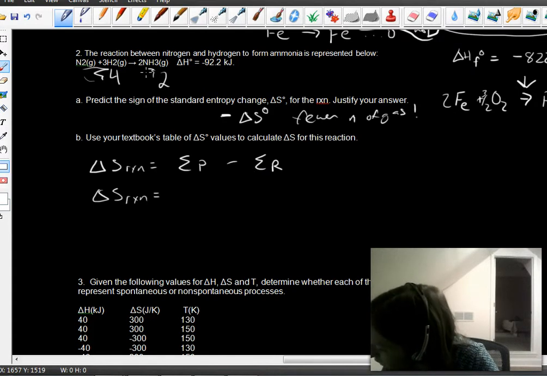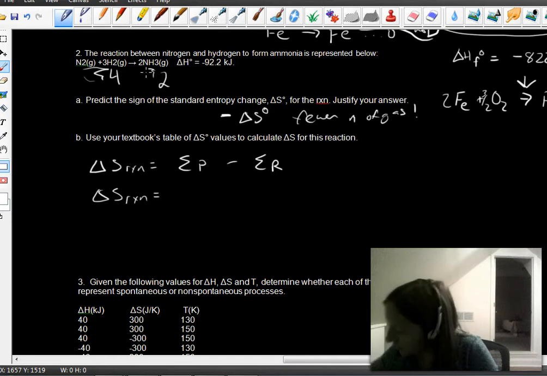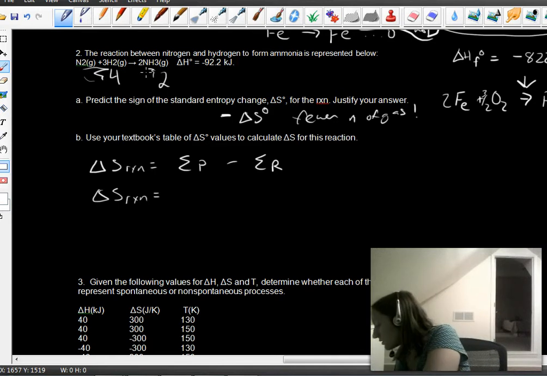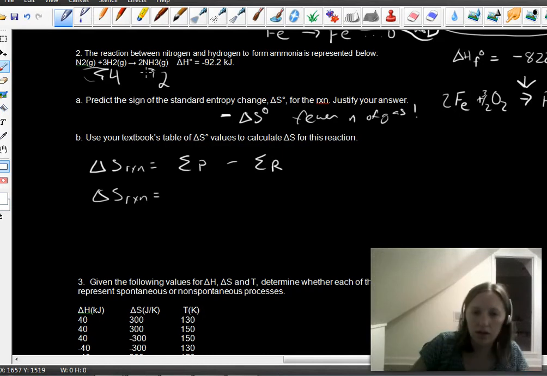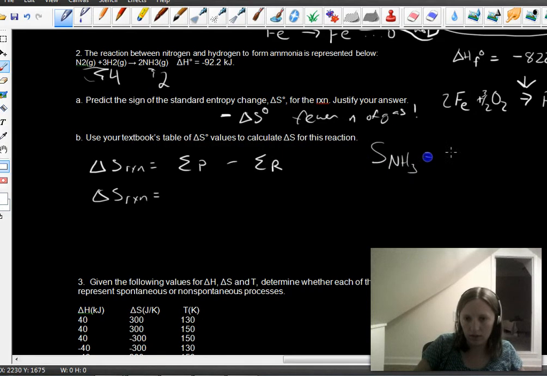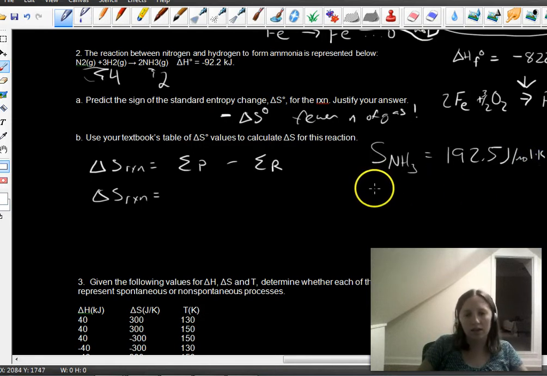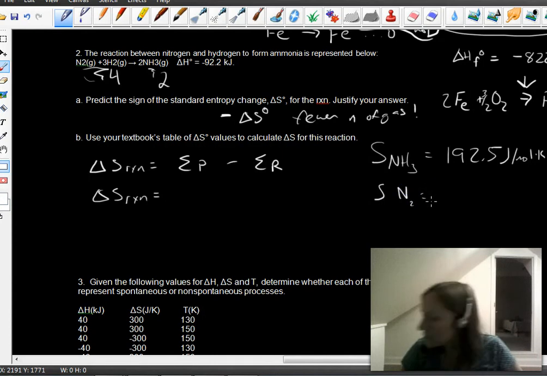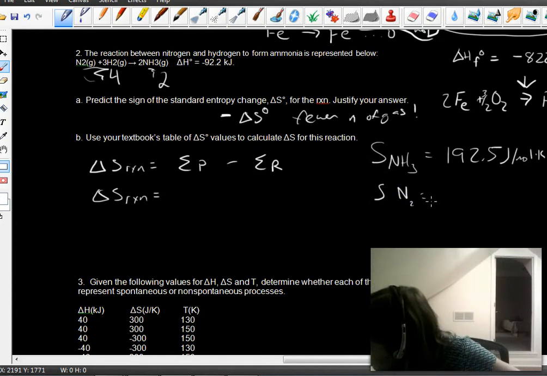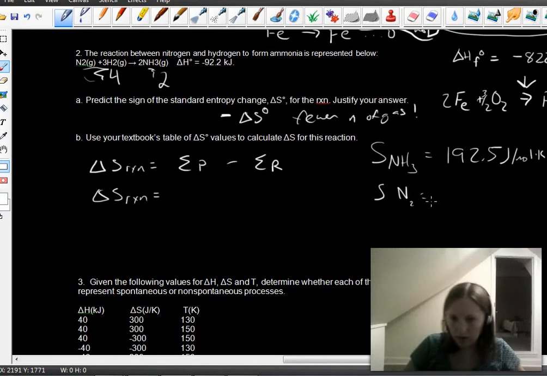The entropy of ammonia is being compared to that standard perfect crystal here. The entropy of ammonia gas under standard conditions is 192.5 joules per mole Kelvin. And the entropy of nitrogen, which we're going to need in a minute, nitrogen gas is 191.5.